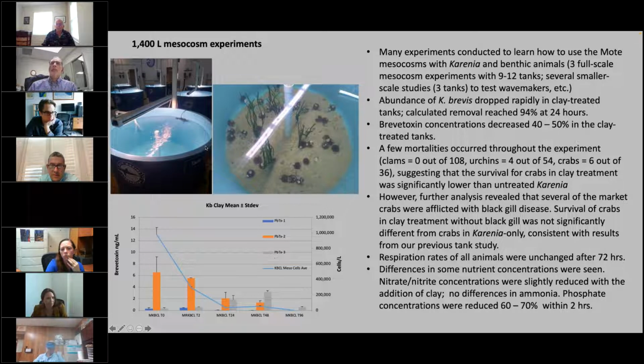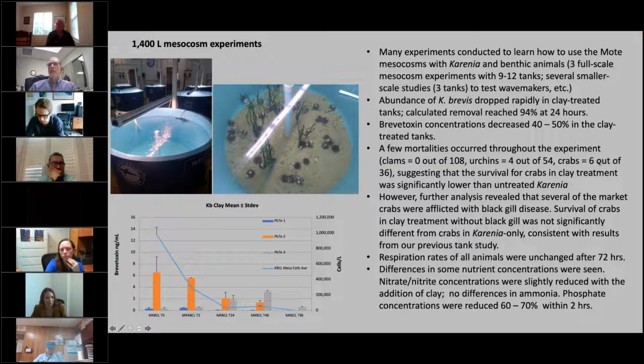In the mesocosm tanks at the MOAT mesocosm facility, we've done many different experiments, some involving as many as a dozen of these big tanks, big complex experiments. And you can see we've dropped Karenia abundance by 94% in 24 hours. Notice here the brevetoxin in this case was decreasing around 40 to 50%. And we were looking at urchins, at clams, and at crabs again. In clams, we had no mortality. Urchins, just a few, but not statistically different from controls.